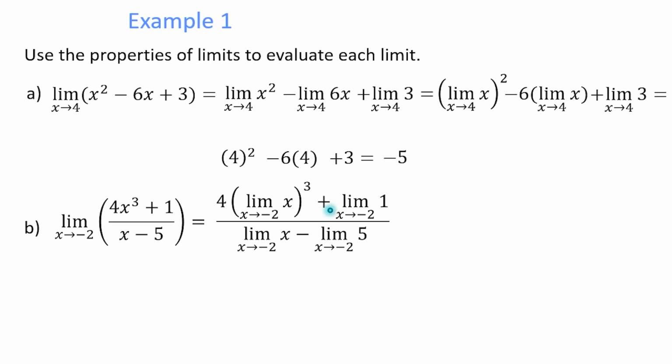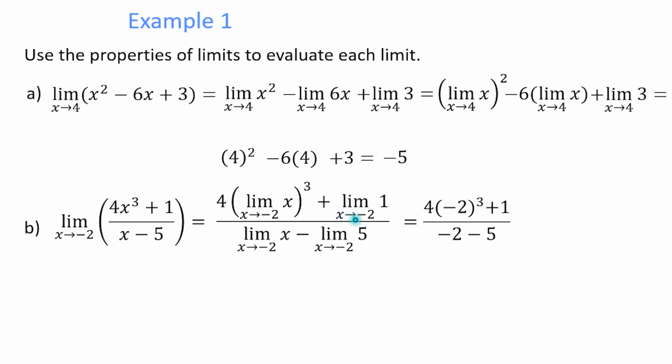As I said, first we will use the quotient property, so we will have limit of the numerator over limit of the denominator. Then we can use the sum property, the difference property, the scalar multiple property, the power property, and now we have very simple limits to find. The limit of x at -2 is equal to -2, so therefore this first term in the numerator will be 4 times -2 to the power of 3.